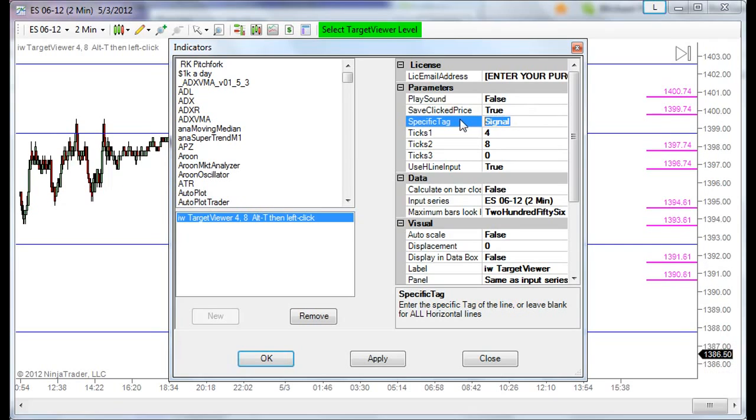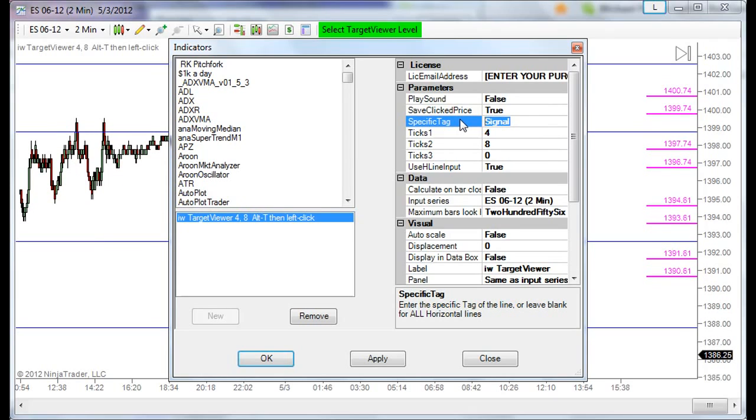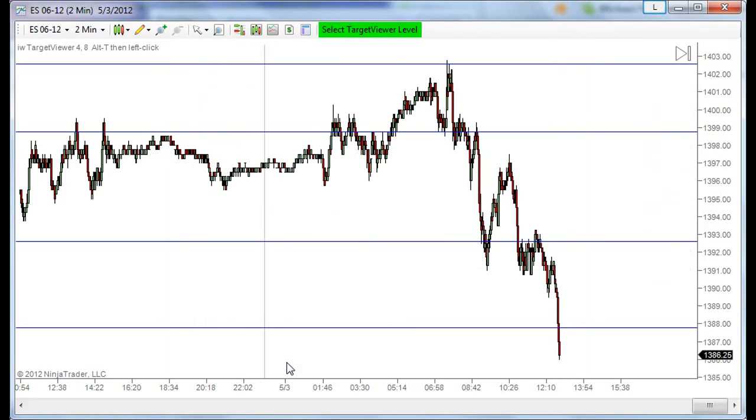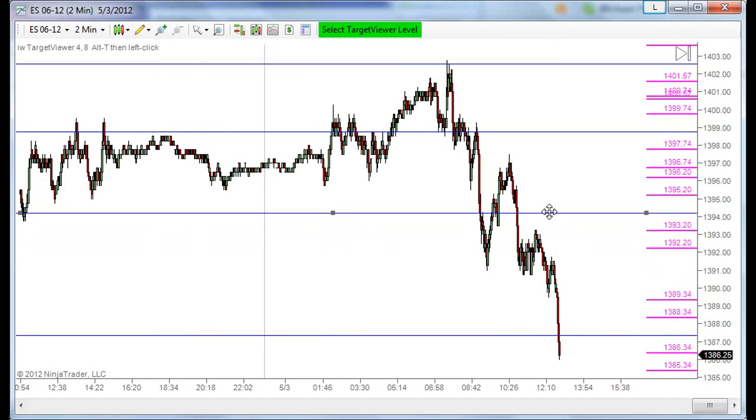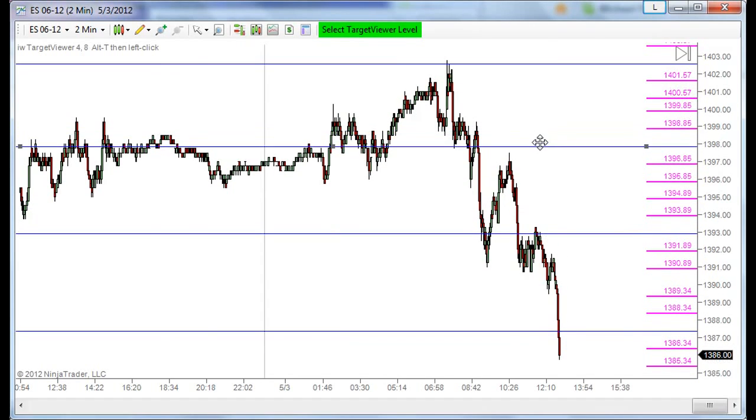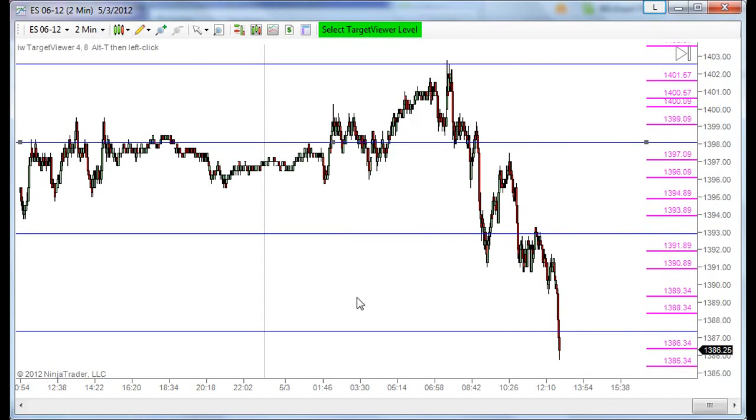Again, if we want to use all horizontal lines that are drawn on the chart, we just delete that, leave it blank, hit OK, and now every horizontal line on the chart will have a series of targets according to our target settings.